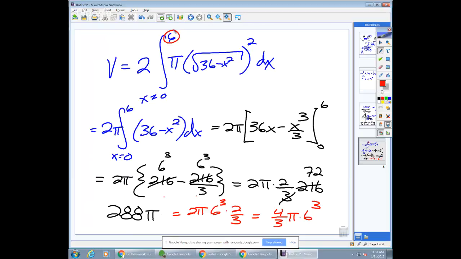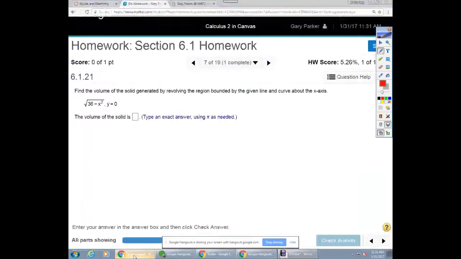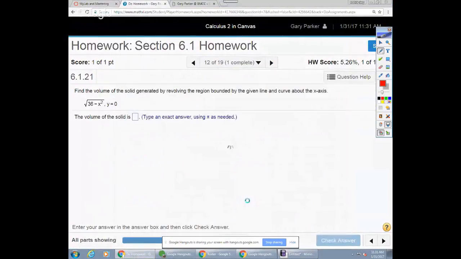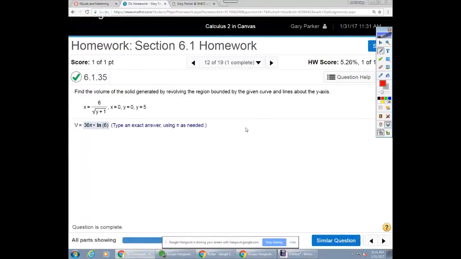All right, let's do another one. I think 12 was cute. Let's see. I marked it earlier as a cute one. Oh, yes, this is a cute one. All right. Oh, and it's given us the answer. Let's do a similar question so we don't know the answer. There we go. Now we don't know the answer.